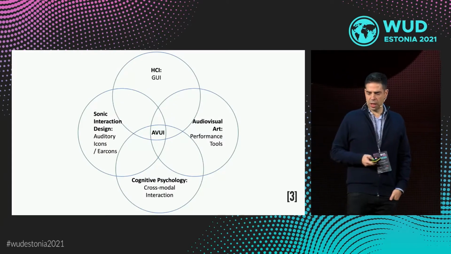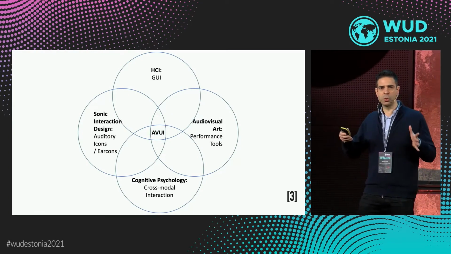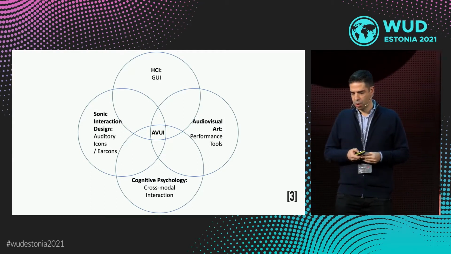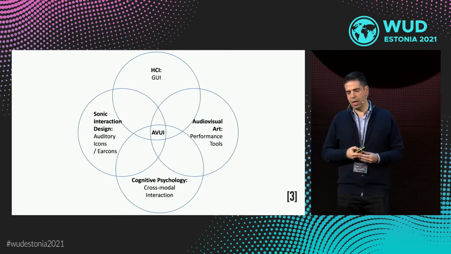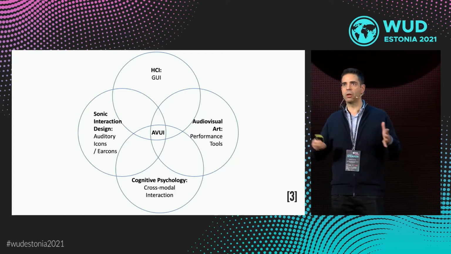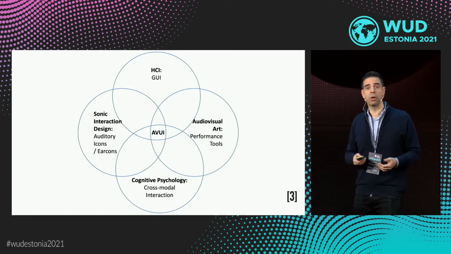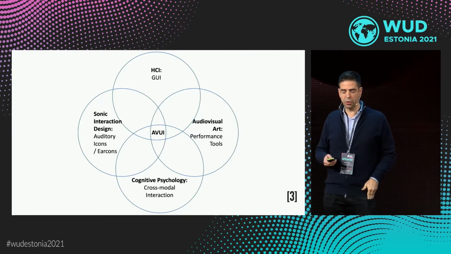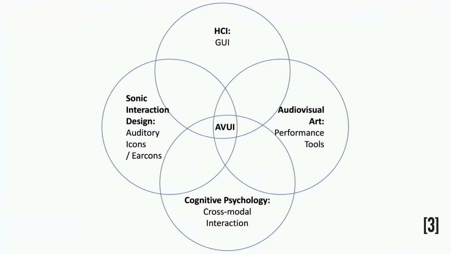In a recent article I wrote, I was trying to map audiovisual interfaces with related fields, and I felt that could add to this conversation today. So I map audiovisual user interfaces as being in the confluence of HCI, and in particular graphical user interfaces, sonic interaction design, in particular the concepts of auditory icons and earcons, we'll talk about it a bit later, cognitive psychology and cross-modal interaction, which relates to the Kiki-Bouba effect that we talked about earlier, and audiovisual art, and specifically the tools that practitioners use to create audiovisual art.